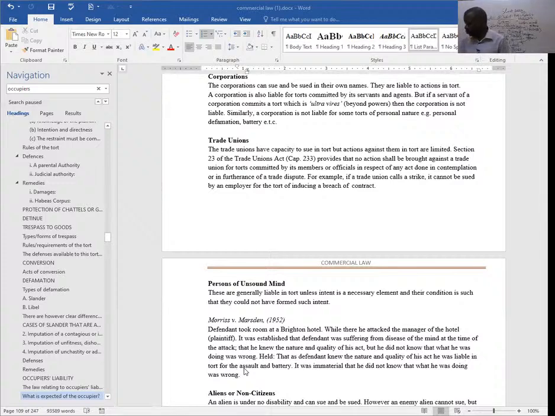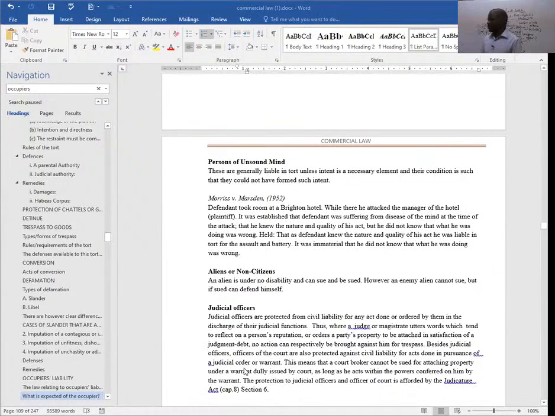A defendant took a room at a Brighton hotel. While there, he attacked the manager of the hotel, that is the plaintiff. It was established that the defendant was suffering from a disease of the mind at the time of the attack, that he knew the nature and quality of his act, but he did not know that what he was doing was wrong. It was held that, as the defendant knew the nature and quality of his act, he was liable in tort for the assault and battery. It was immaterial that he did not know that what he was doing was wrong.